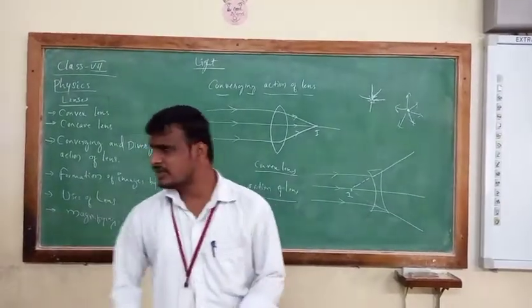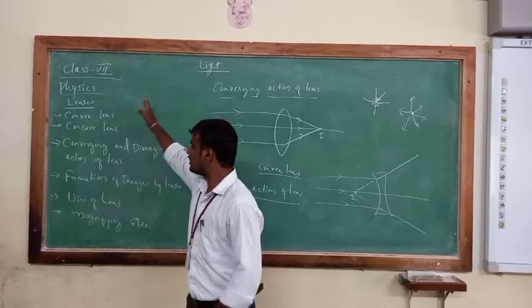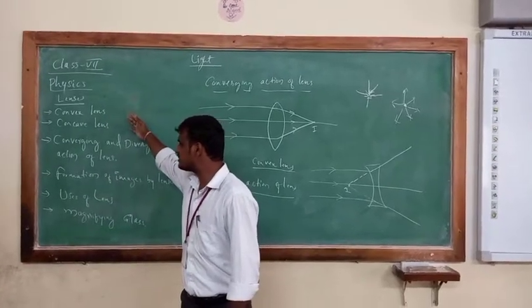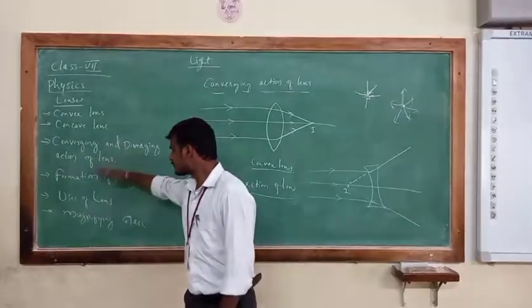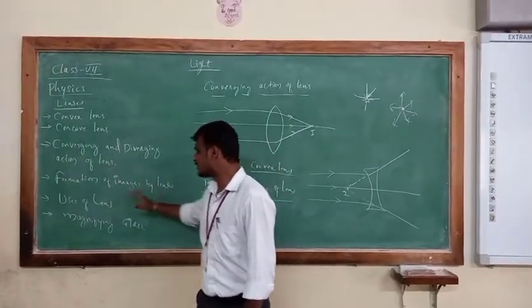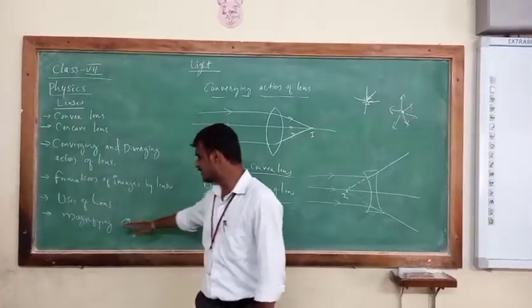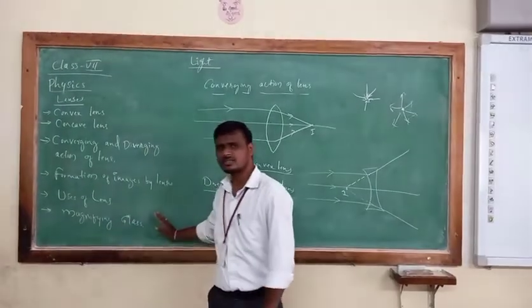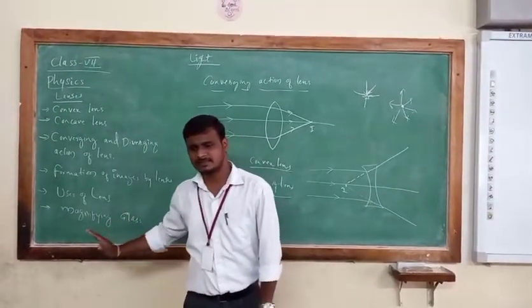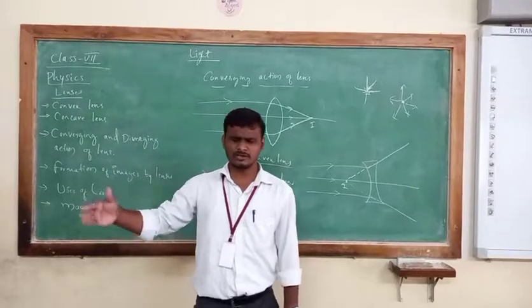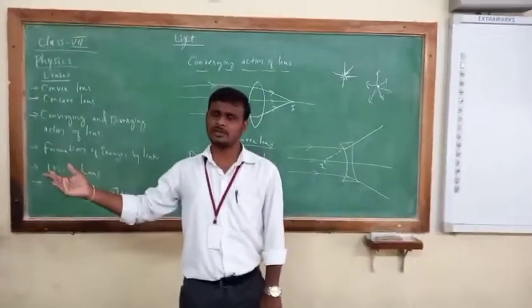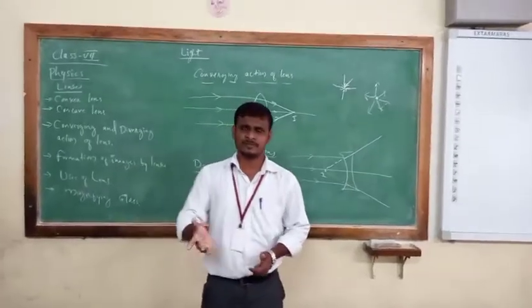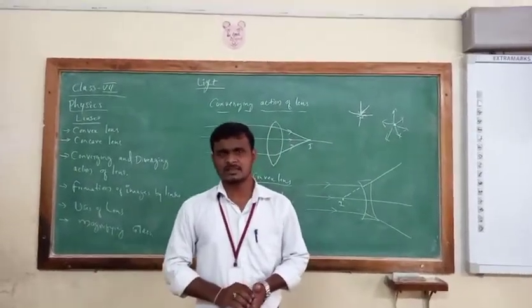So students, in this class we discussed two types of lenses, then the converging and diverging action of lenses, formation of image by lenses, uses of lenses, and then the magnifying glass. In the next class we are going to study dispersion, meaning splitting of light. I hope you understood this class. Thank you guys.